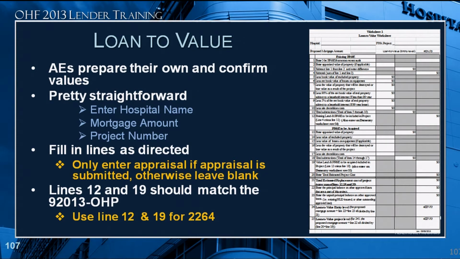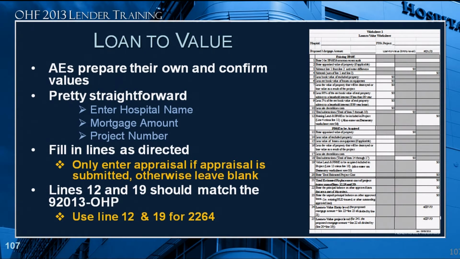If there's a problem, why should we even have to identify it? It's pretty straightforward. You enter the hospital name, you enter the mortgage amount up here on the top, and you enter the project number over here. Then you're going to fill in the lines here as directed as you come down. You only fill in the appraisal lines if there is an appraisal, otherwise leave them blank, or you're going to find out it does some calculations there, which you'll see right away, and then you'll back them out.